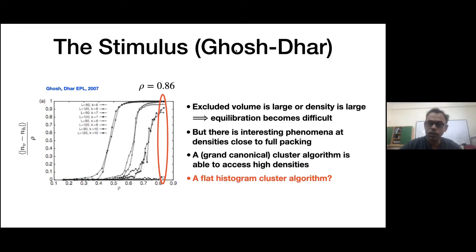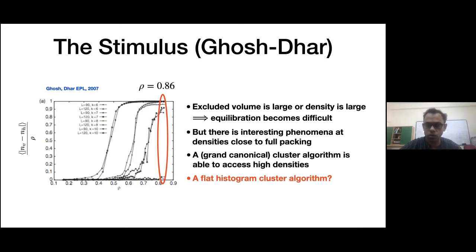In this paper by Anand Mohan Ghosh and Deepak, they had studied the problem of hard rods on a lattice. This is a figure from their paper. What is plotted here is the mean density difference between the number of vertical rods and the horizontal rods. That's a nematic order parameter, plotted against the density of rods. One of the key findings of that paper was that as you increase density, if the rod length is large enough, you have a nematic phase. The nematic order parameter becomes non-zero.